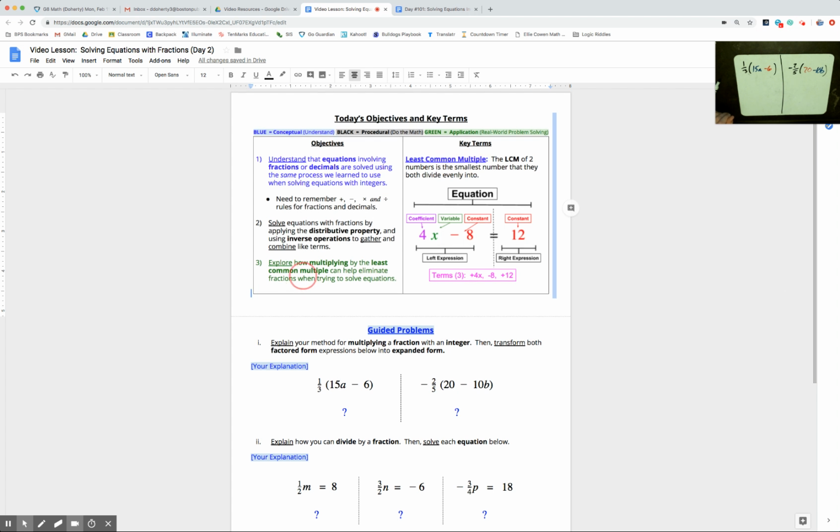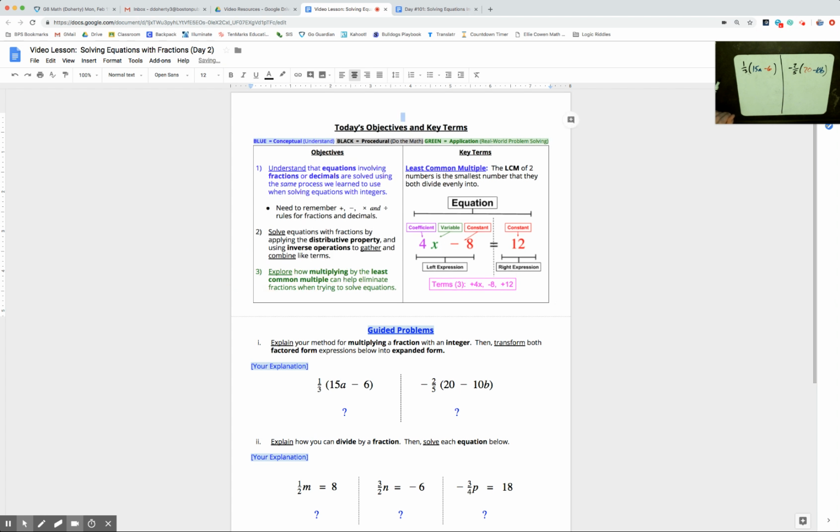It's also going to help us today with a second method that could help you eliminate fractions by multiplying every term in the equation by the least common multiple. So we'll get there in a bit.